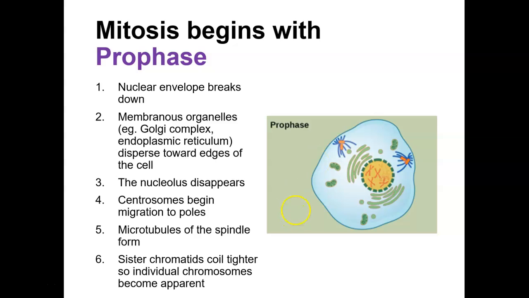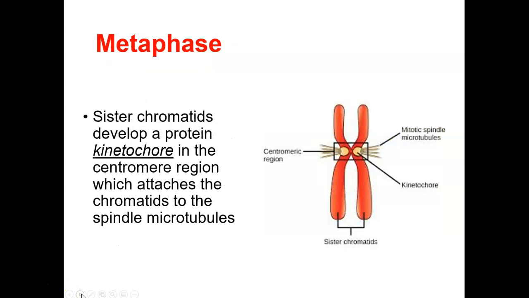And the sister chromatids, so these are the copies of each chromosome hooked together, are going to coil very tightly so that we start to see individual chromosomes. So instead of seeing just a mass of chromatin, we're going to actually start to see these X-like structures. This is one chromosome, this is its copy. And that's going to happen for all the chromosomes.